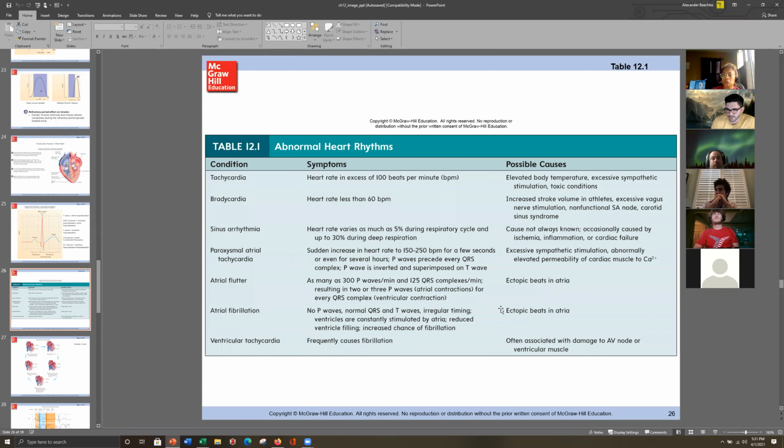So again, ectopic beats in the atria. And then ventricular tachycardia frequently causes fibrillation, often associated with damage to the atrioventricular node or ventricular muscle, right? So overactive ventricles. I haven't really looked into this too much, but you might even have variations in the QRS complex. You might even have several different parts of the QRS complex that might precede one another as well.